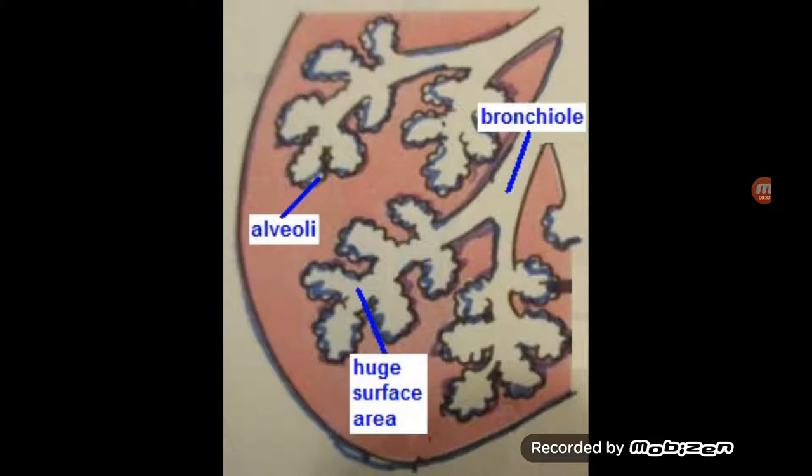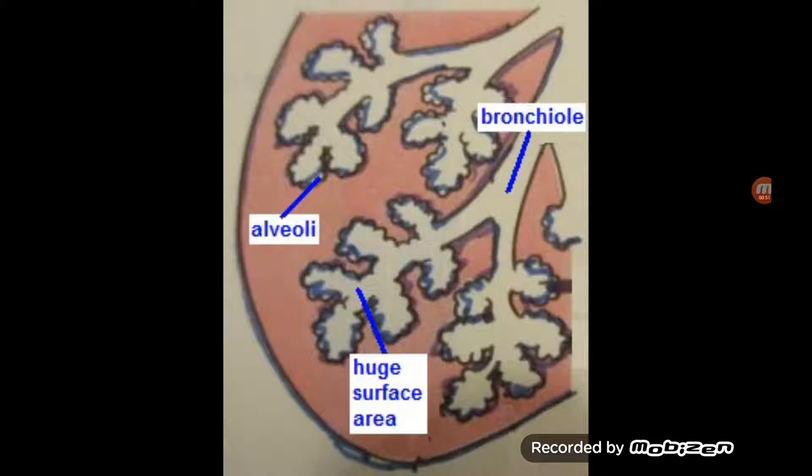So the first thing is, and we have a picture here of an alveoli, and you can see that it's really branched, and that gives it a huge surface area. Every single exchange surface that relies on diffusion will have a very large surface area for absorption: root hair cells, alveoli, leaves themselves.